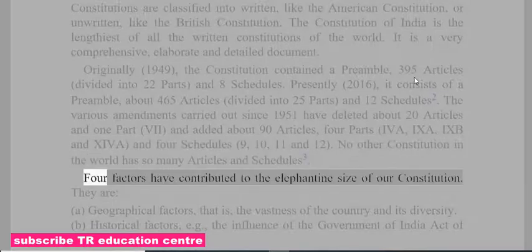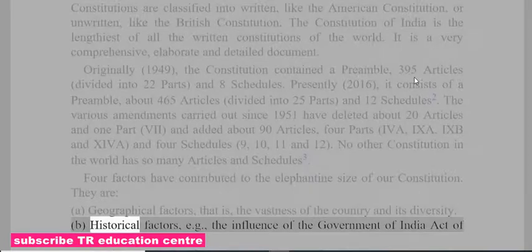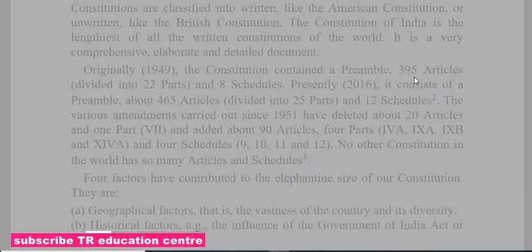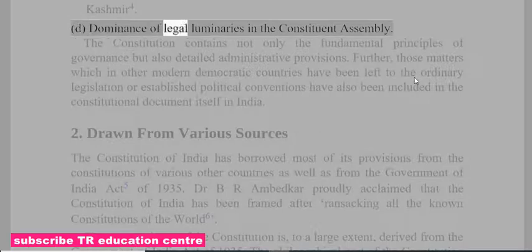4 factors have contributed to the elephantine size of our constitution. They are: A. Geographical factors, that is, the vastness of the country and its diversity. B. Historical factors, e.g., the influence of the Government of India Act of 1935, which was bulky. C. Single constitution for both the centre and the states except Jammu and Kashmir. D. Dominance of legal luminaries in the Constituent Assembly.